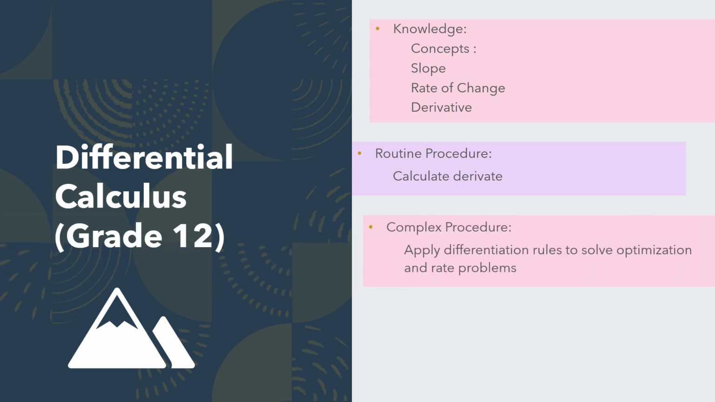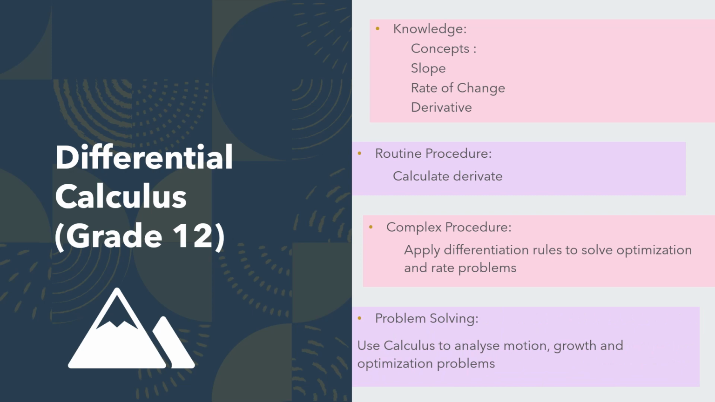Under complex procedures, we will determine if students can apply differentiation techniques, like optimizing problems and rate problems. And under problem-solving skills, we will see if the students can apply calculus to a practical situation, like motion analysis and growth and optimization.